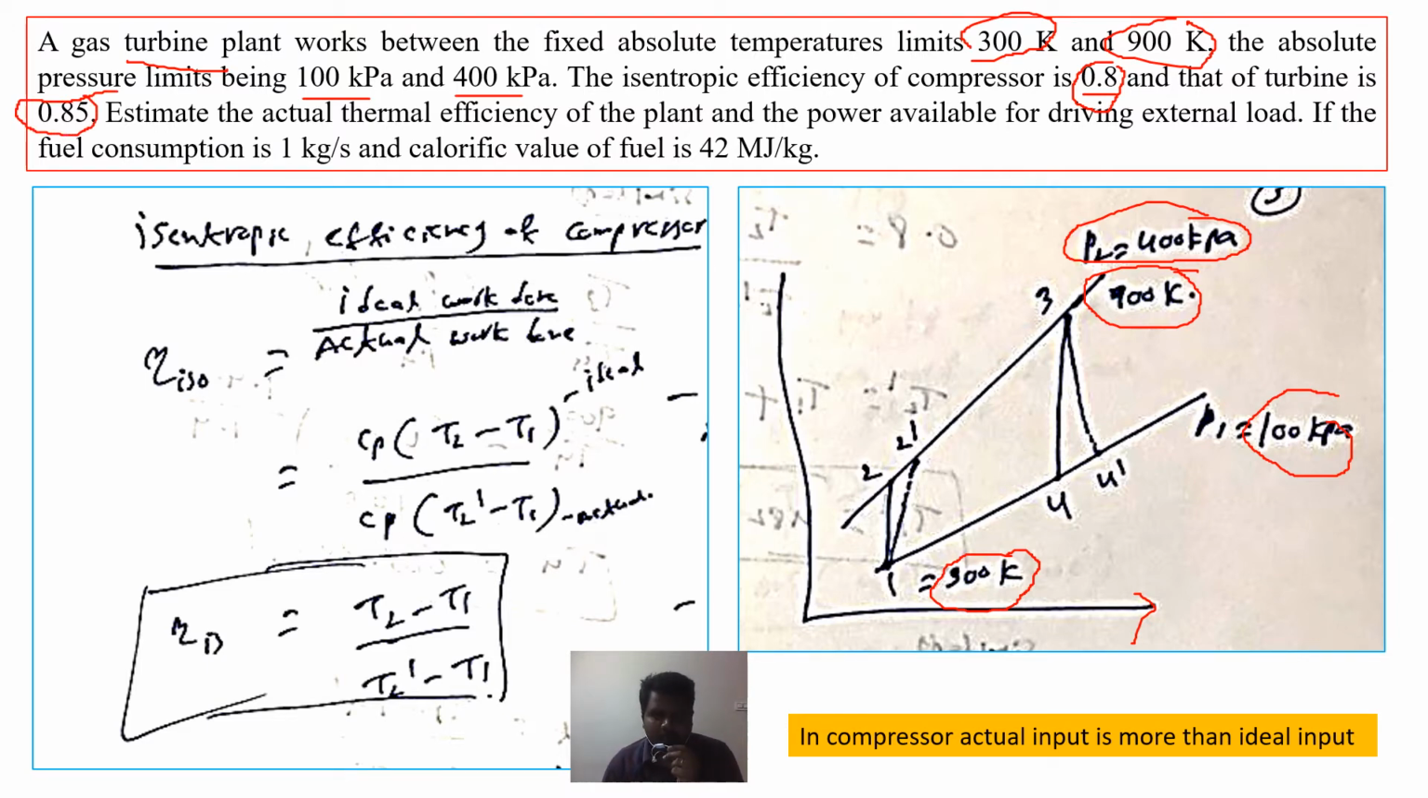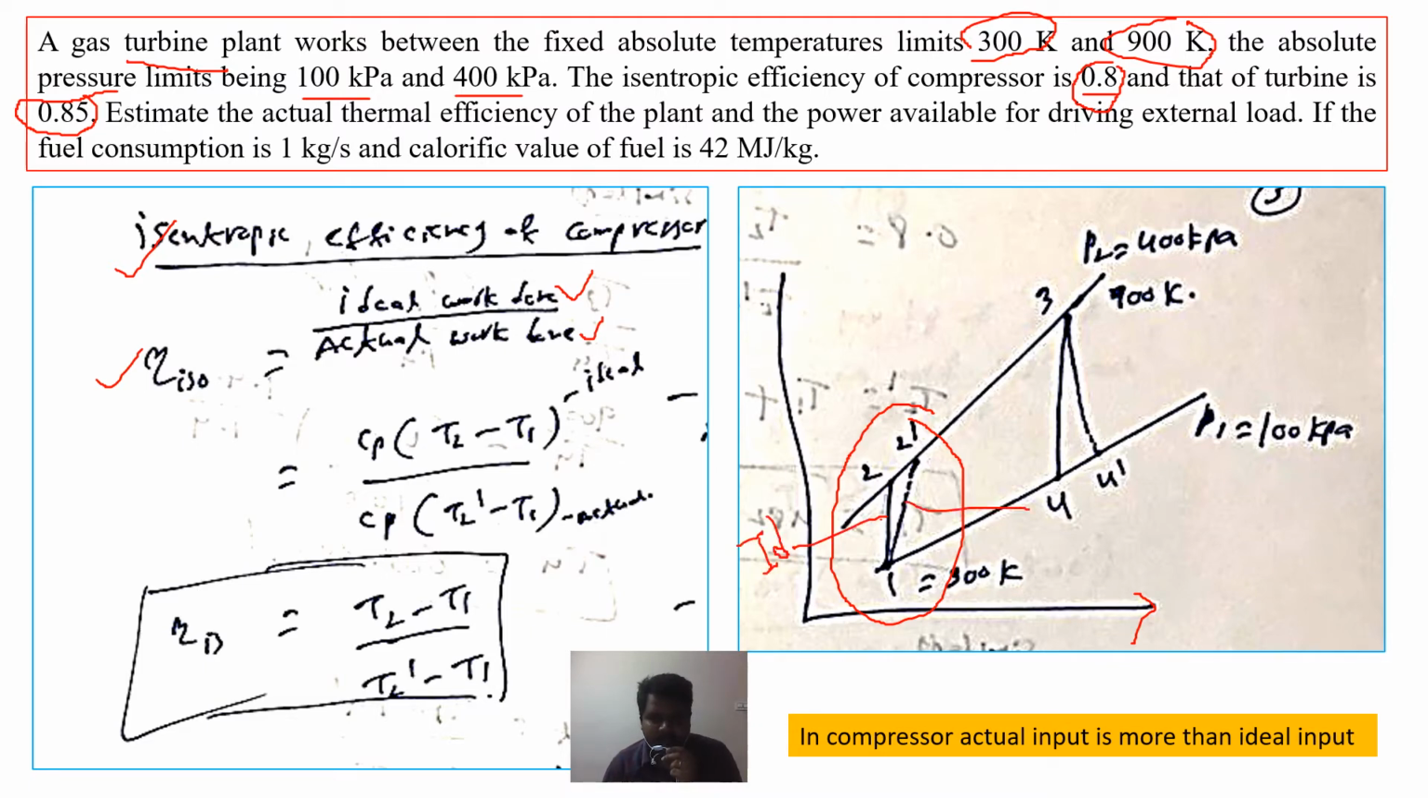Now let us solve a problem. Isentropic efficiency of the compressor is ideal work divided by actual work. Here compressor process is 1 to 2. 1 to 2 is the ideal work. 1 to 2 dash is the actual work, because in actual TS diagram there will be losses. So 1 to 2 dash is the actual work, 1 to 2 is ideal work.